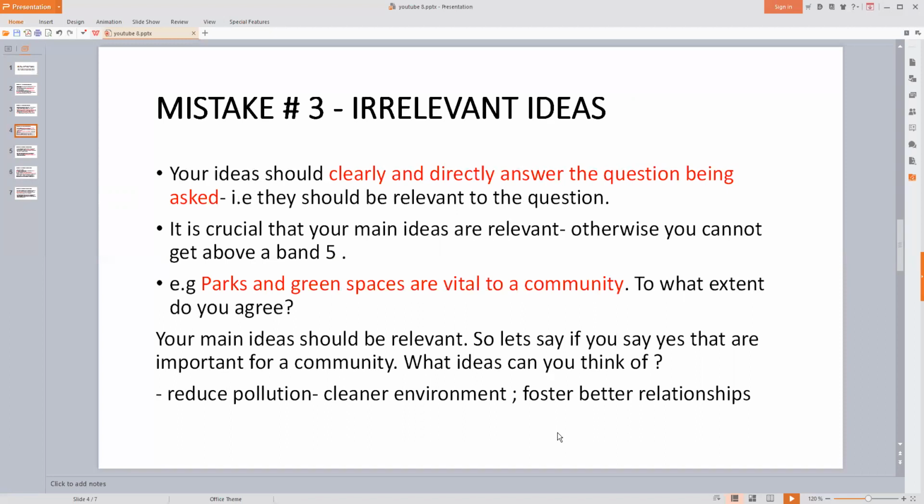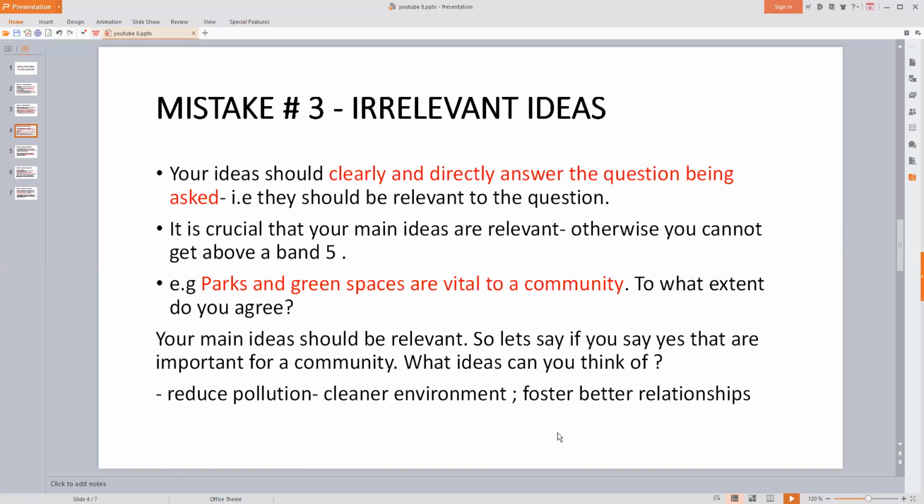So if you thought something like this, that they're vital because they reduce pollution and it leads to a cleaner environment, you're right. Or maybe another idea you can think of is that they could foster better relationships. Are you thinking why? Well, that's because parks and other green spaces are the places where people meet and they can develop friendships. So it can help in developing better relationships. So from a social perspective, they're important.